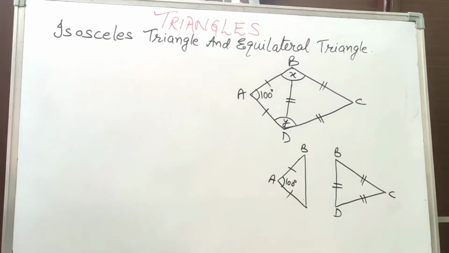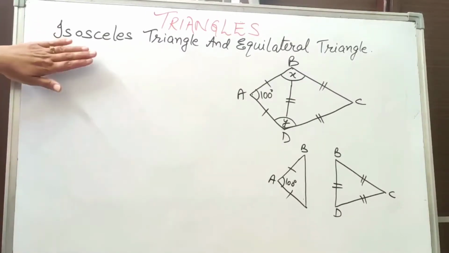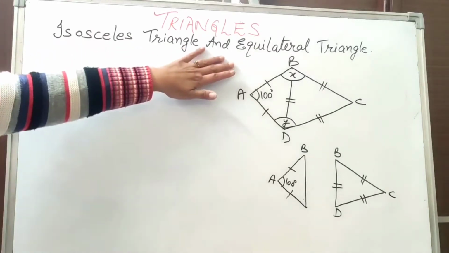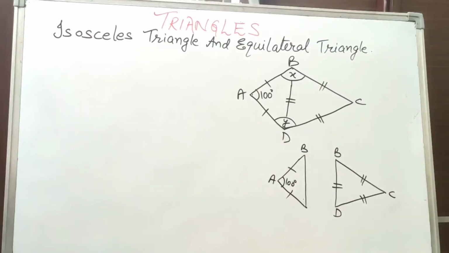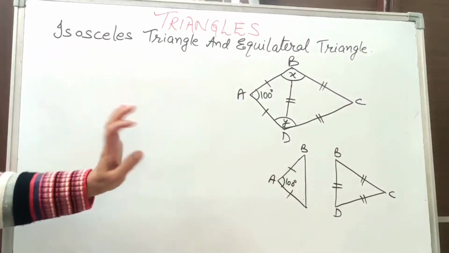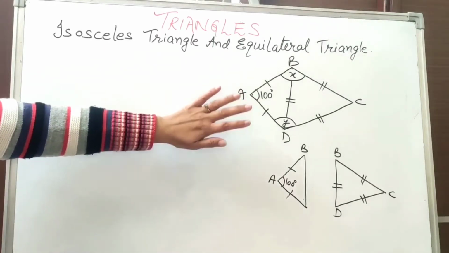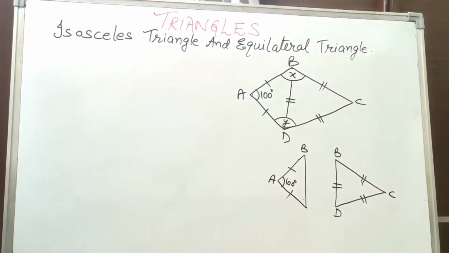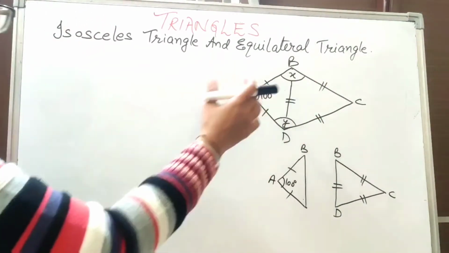Hello everyone. In this video, I am explaining the properties of isosceles triangle and equilateral triangle by taking some examples. So here we are given this figure, and in this figure the question is find the value of x and y. So student, I have taken out two triangles from this figure.